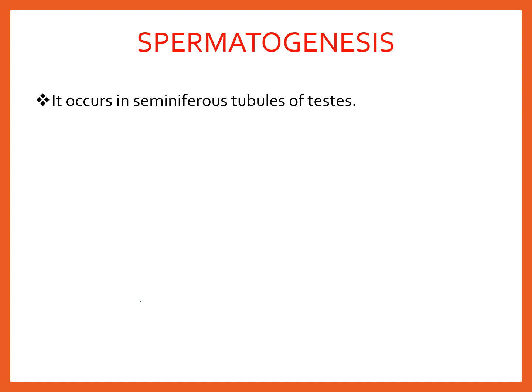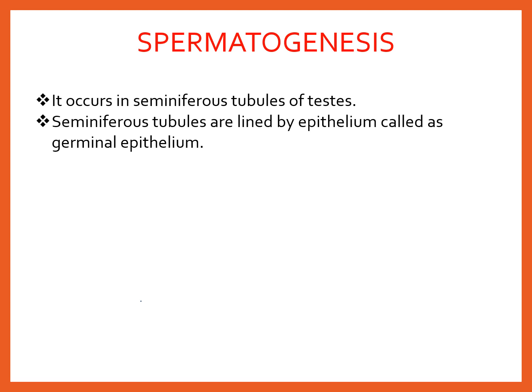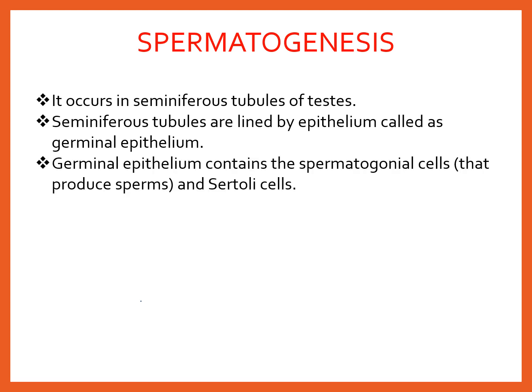Spermatogenesis. Where does it occur? It occurs in seminiferous tubules of testes. These seminiferous tubules are lined by epithelium which is called germinal epithelium. Germinal epithelium contains the spermatogonial cells and the Sertoli cells.